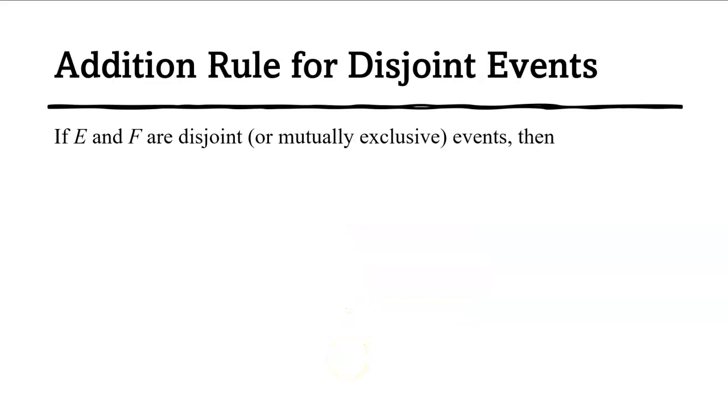If E and F are disjoint or mutually exclusive events, then we have a formula on how we can find the probability of E or F. All right. And we will find the probability of E or F by just adding the probability of E to the probability of F. All right. That's if you have disjoint sets. So it's important that you first know if your sets are disjoint or not, because there are two different rules, one for disjoint and one for sets that are not disjoint.